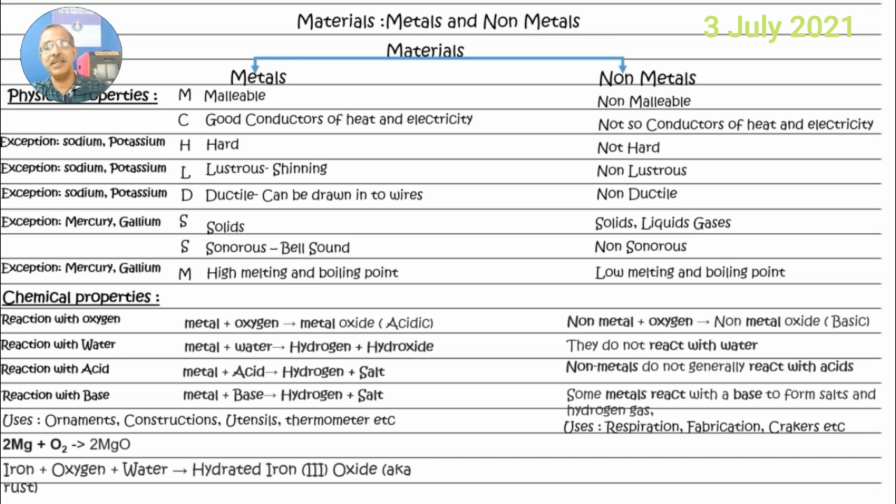Other than that, you can write even the uses. Purposely I have not told any of the uses in detail here, because for metals, where all we have used, there's no way we can write an answer for these questions. In ornaments, in constructions, in utensils, thermometers, and many more. Same way, non-metals: oxygen, we require for breathing. And carbon, we are made of carbon. Fabrication requires non-metals. Crackers we make out of non-metals. So there are many uses.